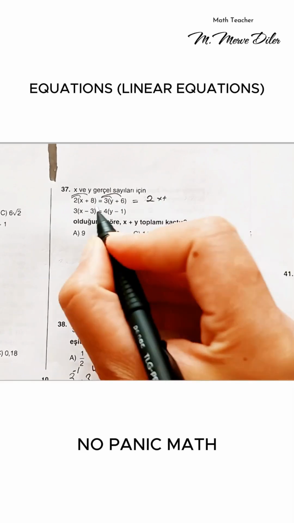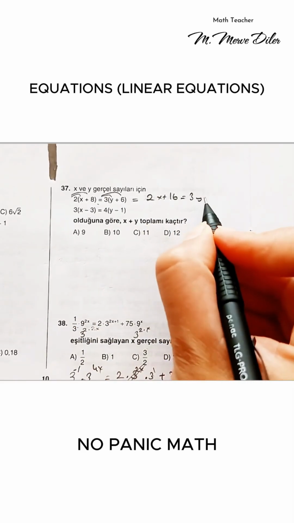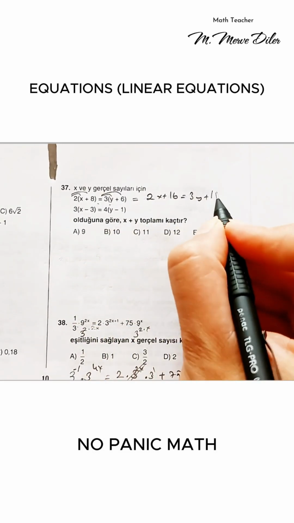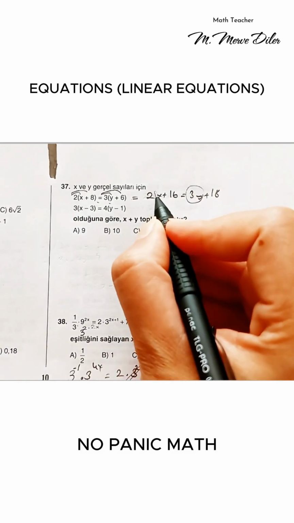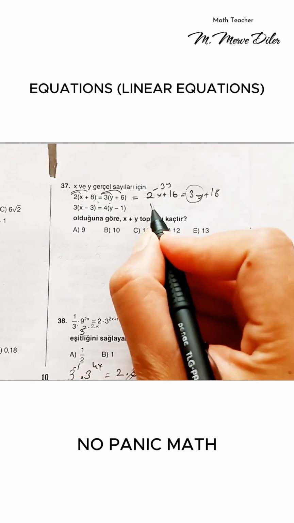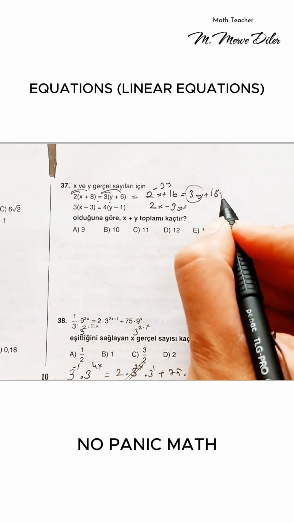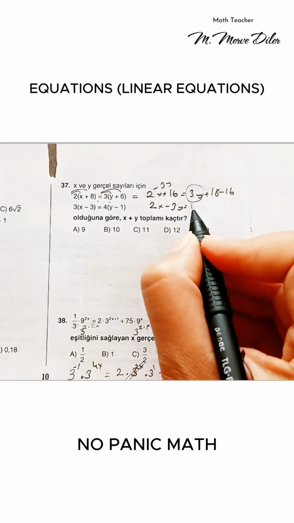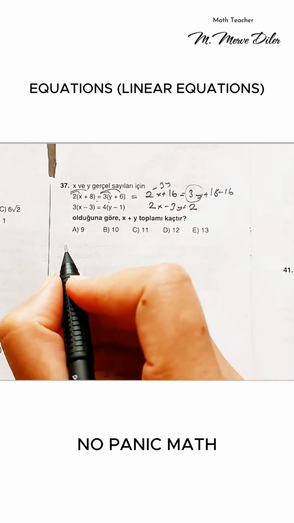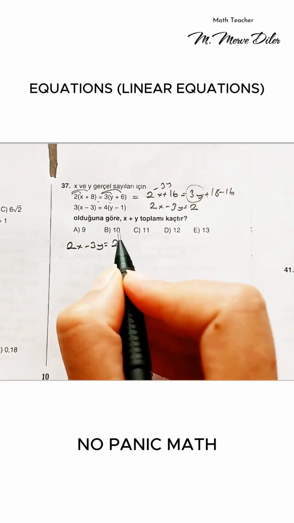2 times x is 2x, plus 2 times 8, which is 16. 3 times y is 3y, plus 3 times 6 is 18. Let's move this 3y over to the side with 2x. It will go over as minus 3y. So, we end up with something like this. 2x minus 3y equals. Let's also move the 16 to the other side of the equation as minus 16. 18 minus 16 is 2, so our first equation is 2x minus 3y equals 2.